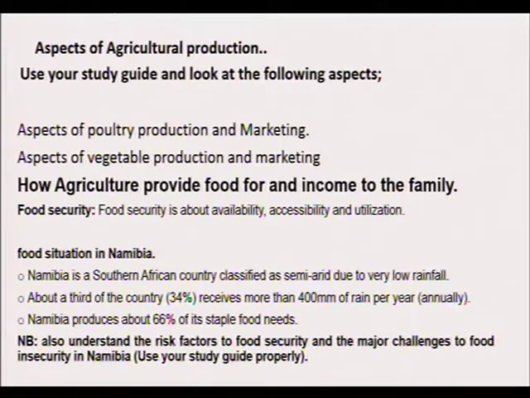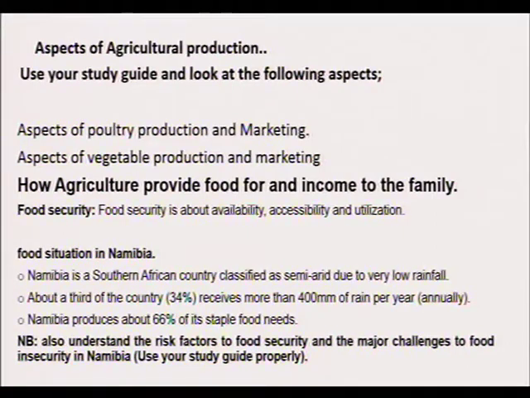And also in your study guide, I want you to look at the following aspects: poultry production and marketing, and vegetable production and marketing. So look more deeply at this subject. I want you to go and look very closely at it.